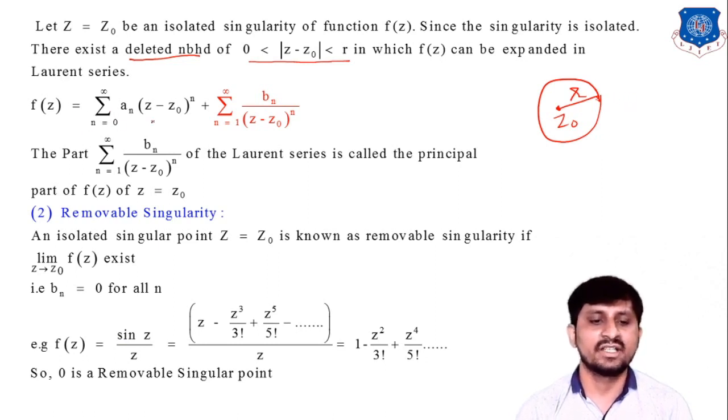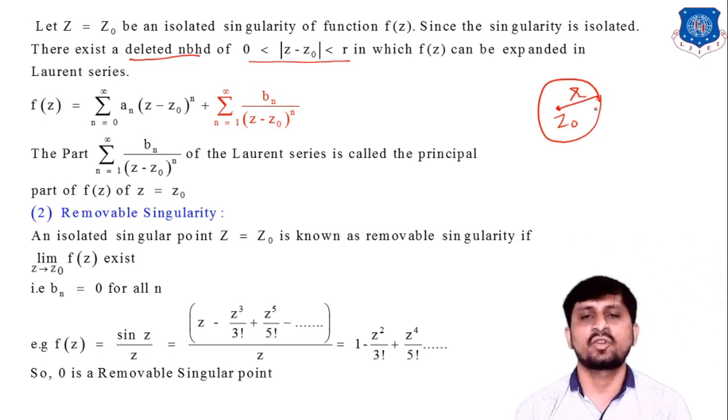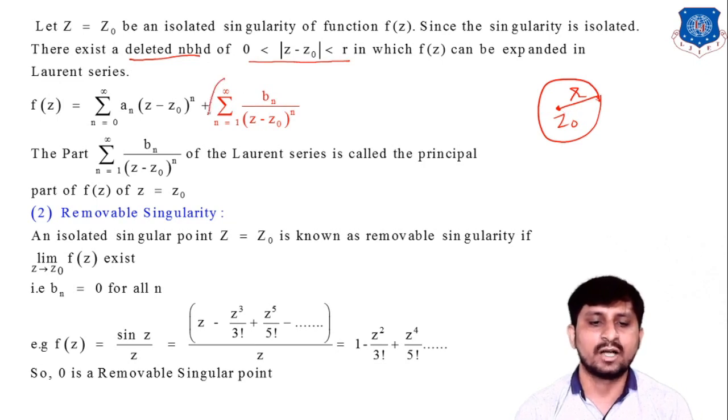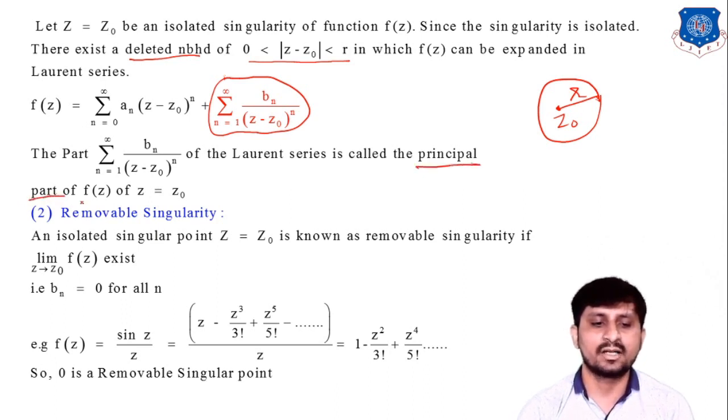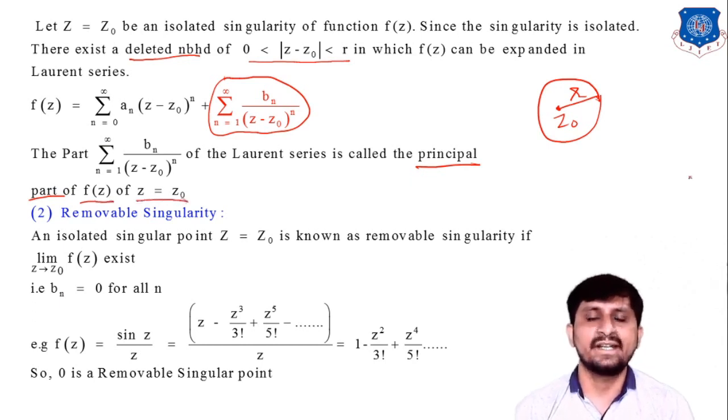f of z is the summation of a n into z minus z0 raised to n, plus the summation of bn upon z minus z0 raised to n. The first summation starts from n equal to 0 and the second summation, as you all know, starts from n equal to 1. The second part of the Laurent series we call the principal part of f of z at z equal to z0. All other definitions depend upon this principal part.